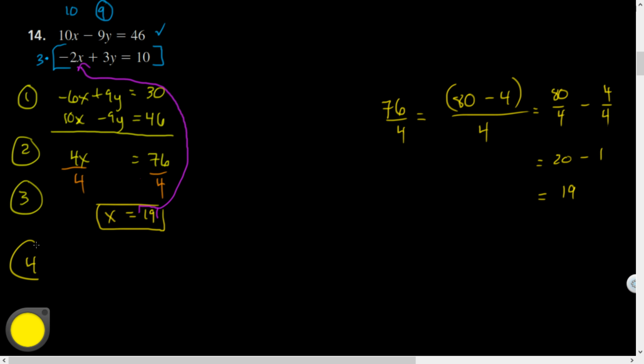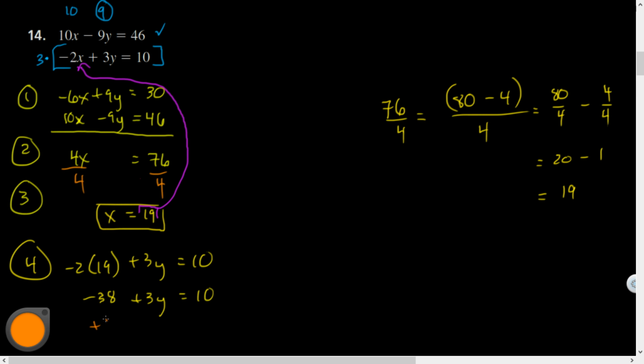So let's see. So for step 4, do this substitution. I'll have negative 2 times 19 plus 3y equals 10. Negative 2 times 19, well, 2 times 20 is 40, and 2 less than that is 38. And it's negative. Negative 38 plus 3y. If you reached for a calculator there, that's fine.